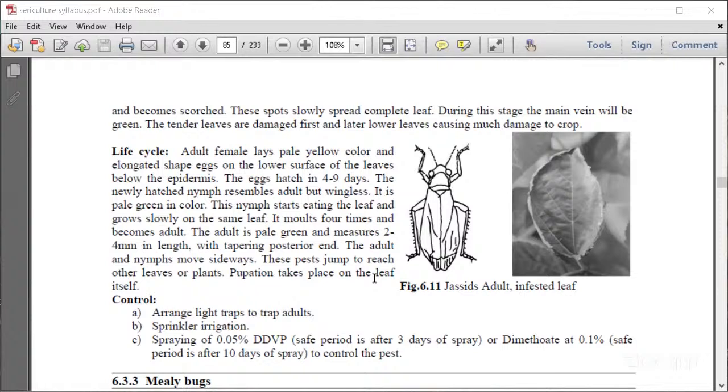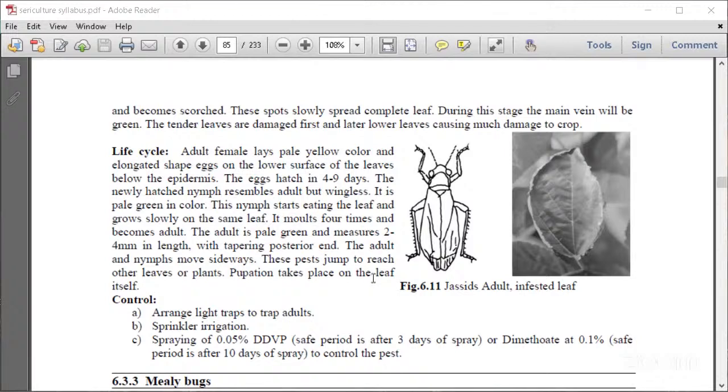The adult female lays pale yellow, elongated eggs on the lower dorsal side of the leaf, below the epidermis, and the eggs hatch in 4 to 9 days. The newly hatched nymph resembles an adult but is wingless. It is pale green in color, so it already looks like a leaf. These nymphs start eating the leaf and grow slowly on the same leaf.